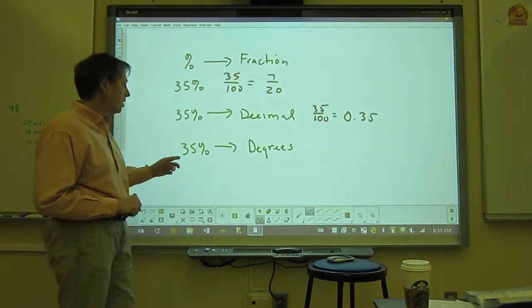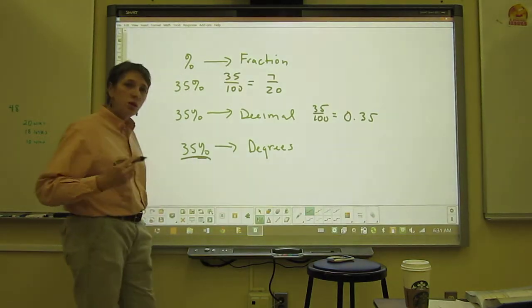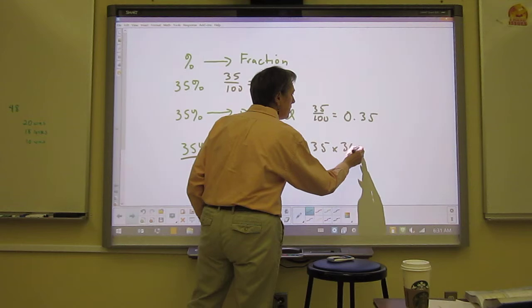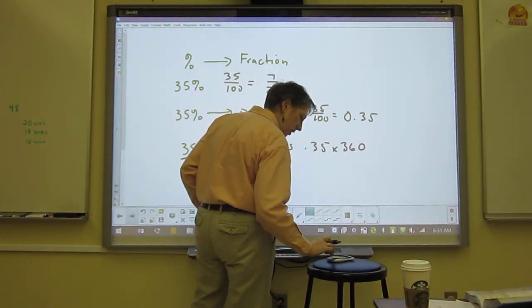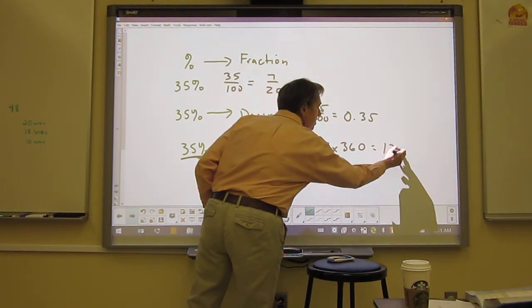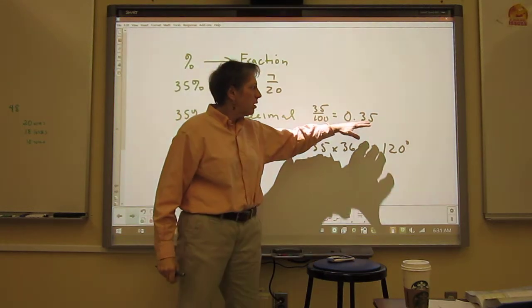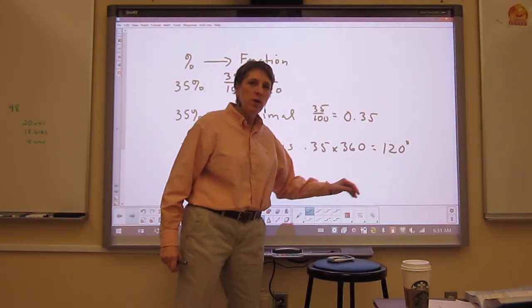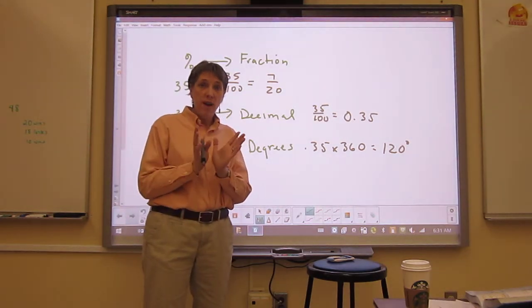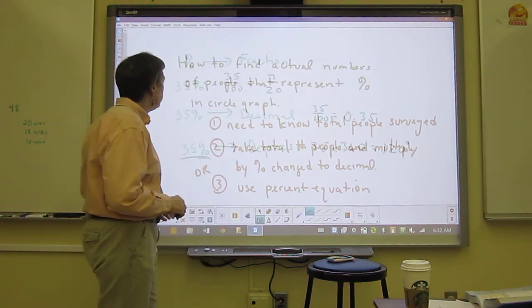That's right, 360. So we could do a percent equation, or we could change this to a decimal and multiply times 360. When I do that, and yes, you'll be able to use a calculator, it's 126 degrees. Again, all of these, 7/20ths, 0.35, 126 degrees, and 35% all represent the same value. They're all the same value, it's just different forms of numbers.